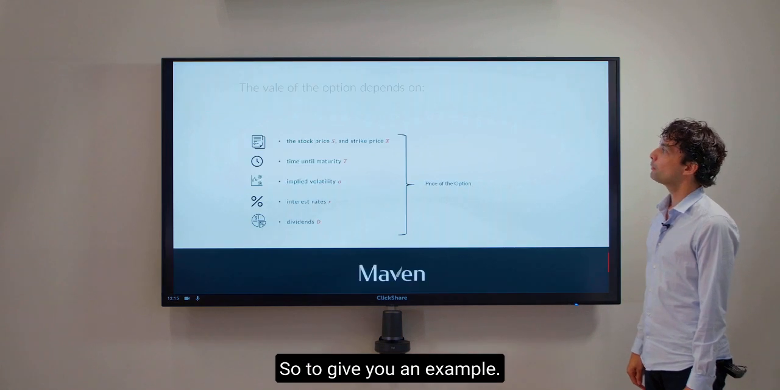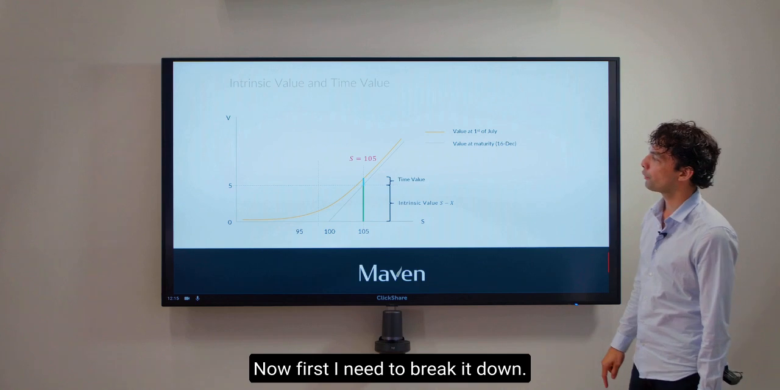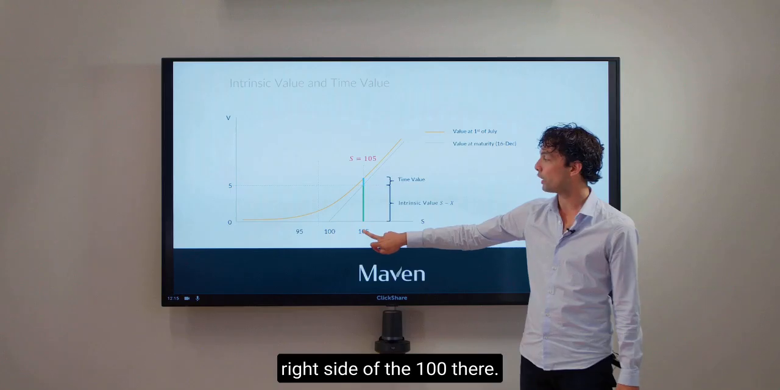So to give you an example, first I need to break it down. Let's say the stock trades 105 today. That means that we are already trading in the money. We are already trading on the right side of the 100 there.